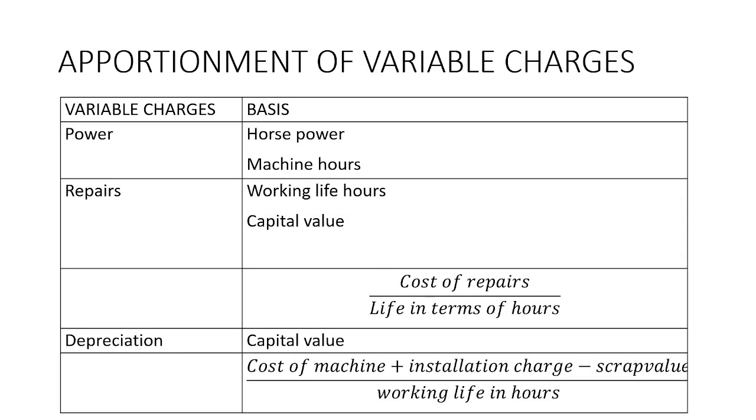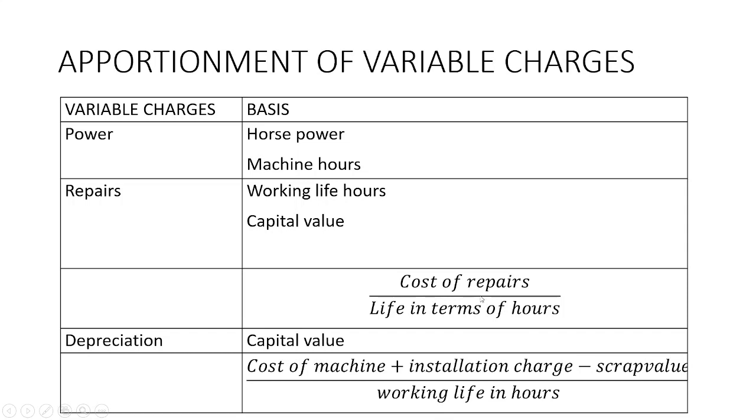Now when it comes to the variable charges, we have three important variable charges. First, power, which is based on the horsepower or the machine hours. Repairs is based on the working life in hours or the capital value. If you have the information about the repairs required for the entire lifetime and the number of hours the machine will work, repairs can be calculated as the cost of repairs divided by life in terms of hours. So per hour repair charges can be found out.